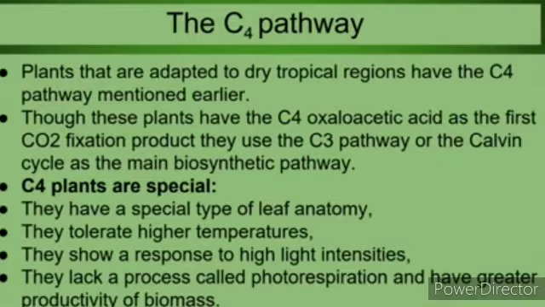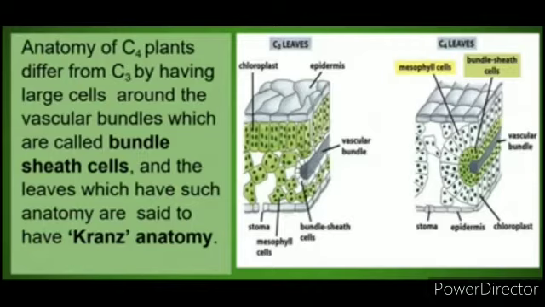They have a special type of leaf anatomy. They tolerate higher temperature. They show response to high light intensities. They lack a process called photorespiration and have great productivity of biomass. Anatomy of C4 plants differs from C3 by having large cells around the vascular bundles, which are called bundle sheath cells, and the leaves which have such anatomy are known as Kranz anatomy.